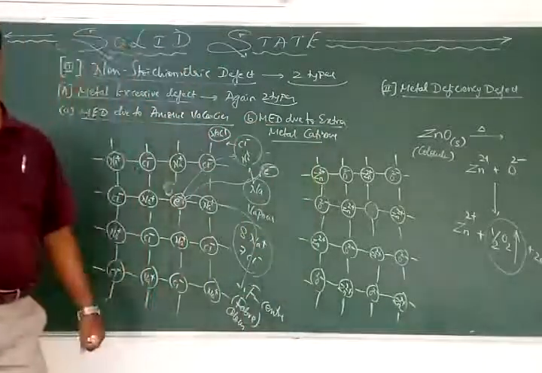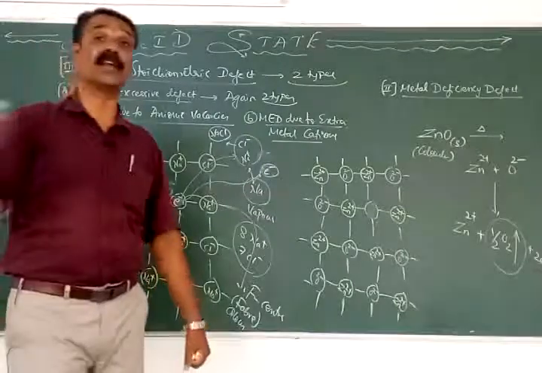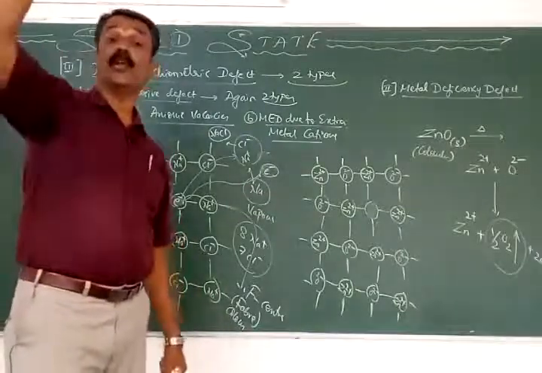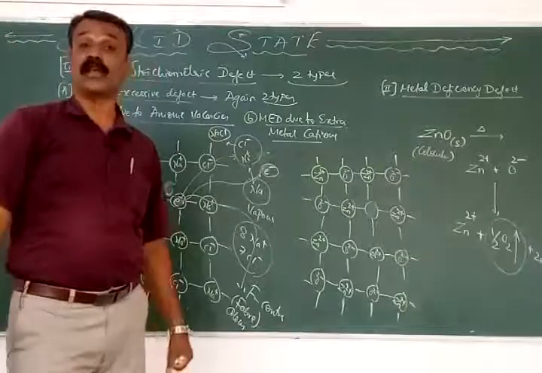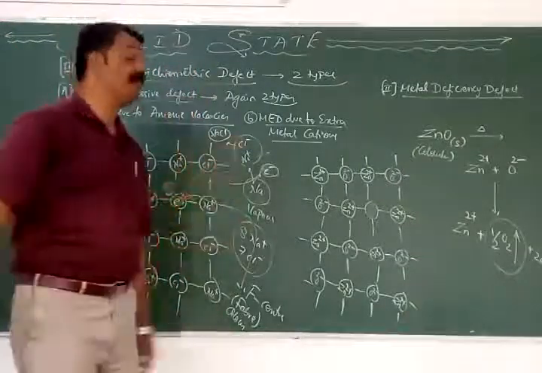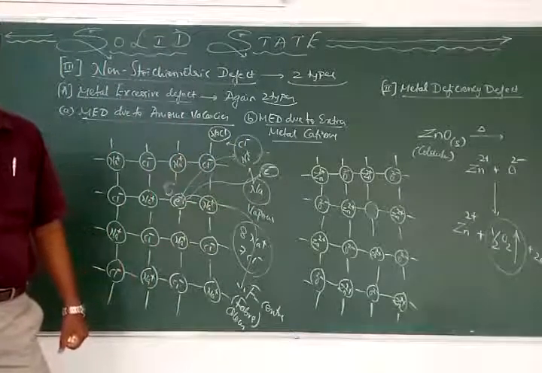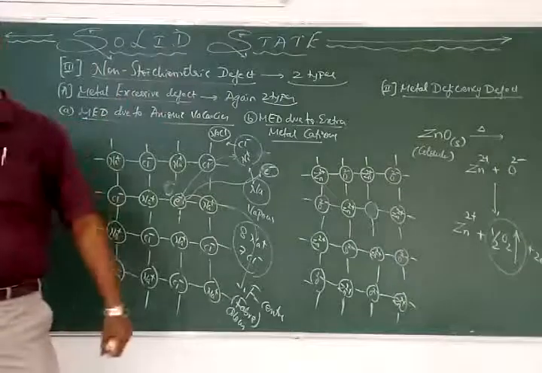But here the metal excess defect is due to which one? Extra metal cations, because there is no oxide ion, since that oxide ion is decomposed as volatile oxygen gas along with the loss of electrons. Therefore we have the metal excess defect due to extra metal cations. Again there is a loss of which one? Stoichiometry. That is why it is called non-stoichiometric.